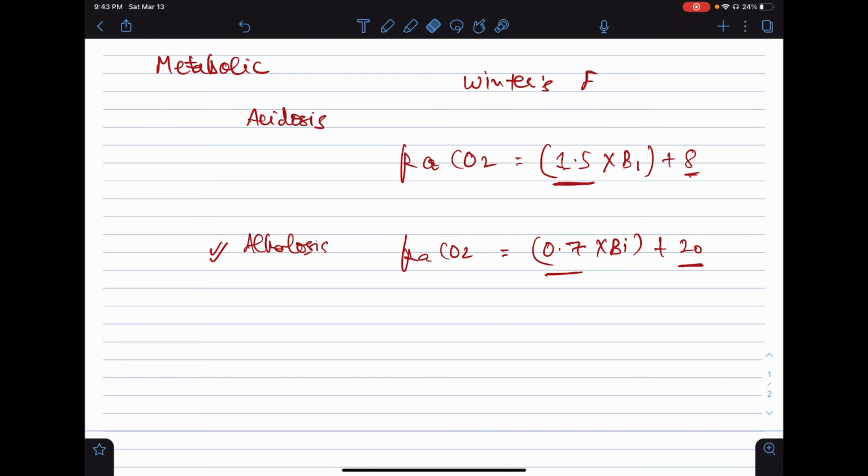One more important thing is that the bicarbonate used in these equations is the actual bicarbonate, as calculated from the PCO2 and the pH using the Henderson-Hasselbalch equation. The baseline bicarbonate value is assumed to be 24 millimole per liter, and the baseline normal PaCO2 is 40 millimeter mercury. Obviously there's a range, but to solve the questions, that's enough for you.